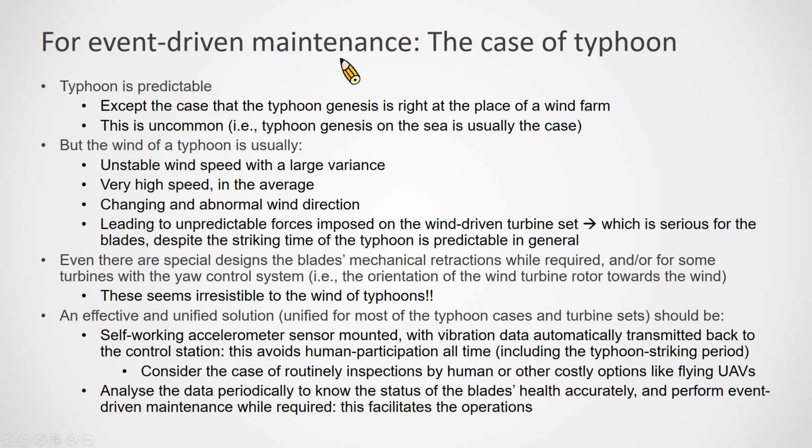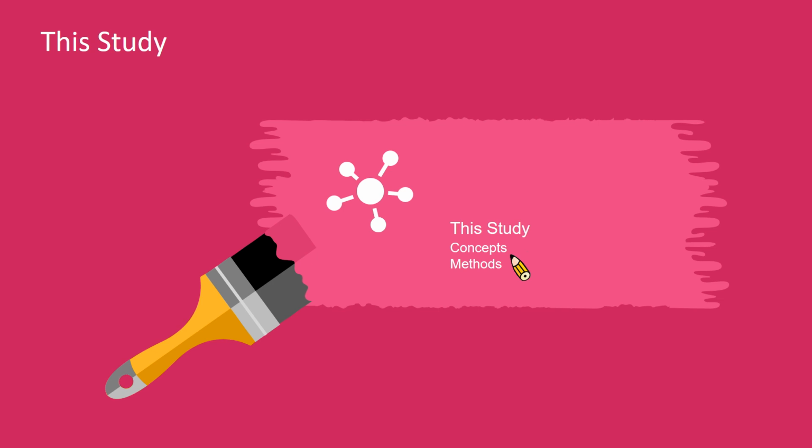So the ultimate solution should be we have a self-working accelerometer sensor mounted on the platform of the wind turbine, and we record real-time data, and then we analyze the data periodically to know the status of the brace health accurately. So we can perform event-driven maintenance while required. This facilitates the operations.